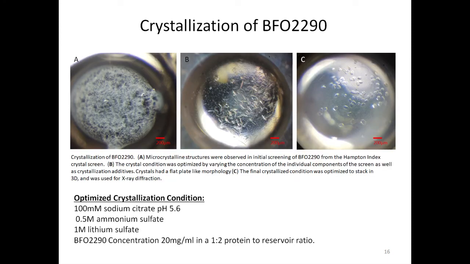BFO2290, on the other hand, I was able to crystallize despite how unstable the protein was, and it diffracted. And as you can see, it took several rounds of optimization, but eventually it crystallized in sodium citrate, ammonium sulfate, lithium sulfate at about 10 mg per mL. And I think the cryoprotectant we used was a 30% solution of glycerol.